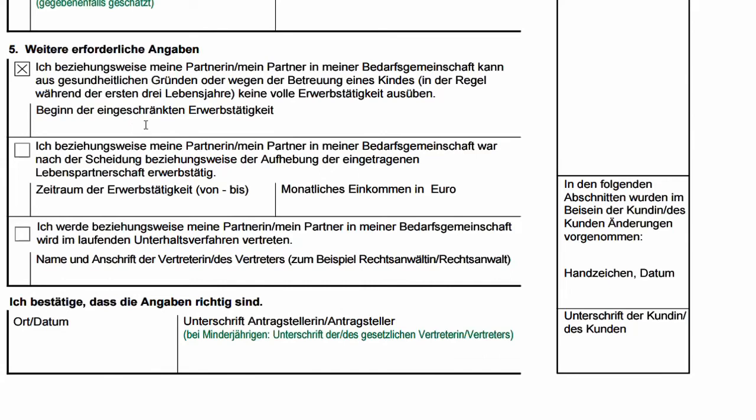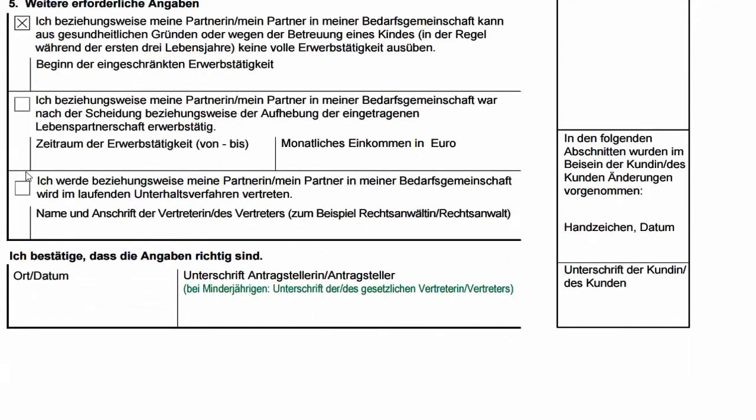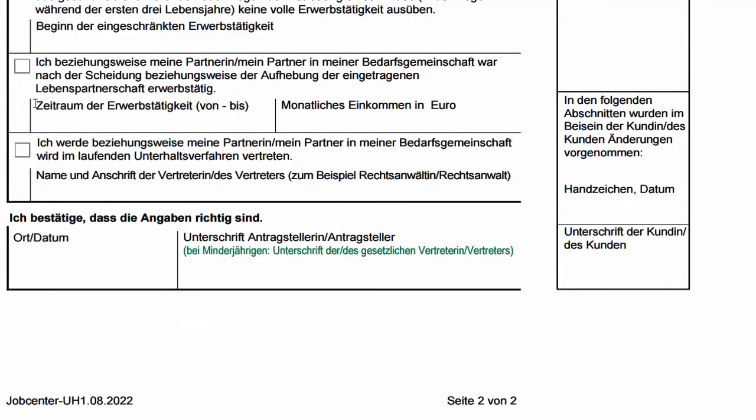If you or your partner who is living with you in the family has worked after the divorce or the annulment of the registered partnership, you mark here with a cross. Here you write from which date to which date you or your partner has worked. And here you should write how much monthly income you or your current partner has had in euros.